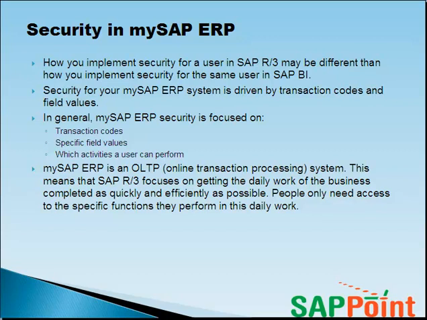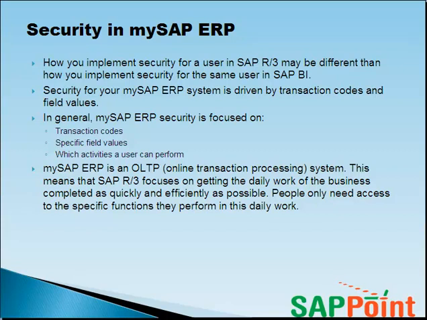So the level of security that you build in R3, you cannot build the same level of security in BI, because then it would defeat the purpose of the BI system. Security, as we know in R3 or ECC system, is driven by transaction codes and the field values. So in the R3 system, you basically assign only those transaction codes and provide the authorizations that a user would need to perform his or her job. You don't give anything additional to the user.